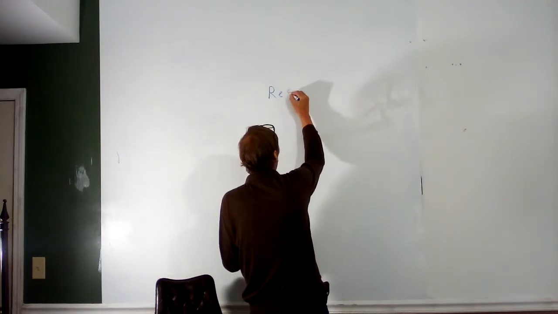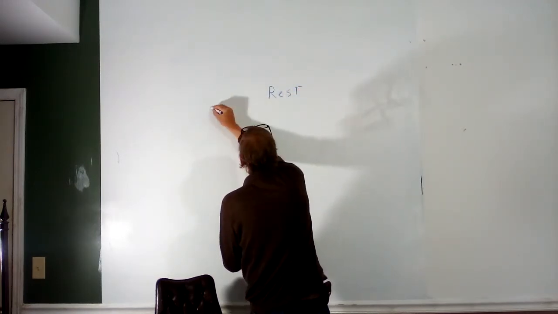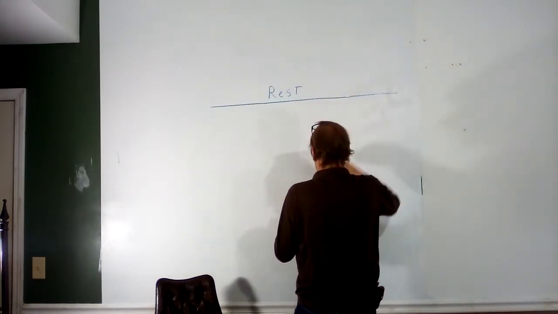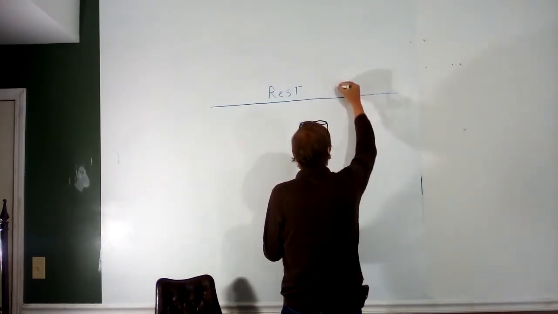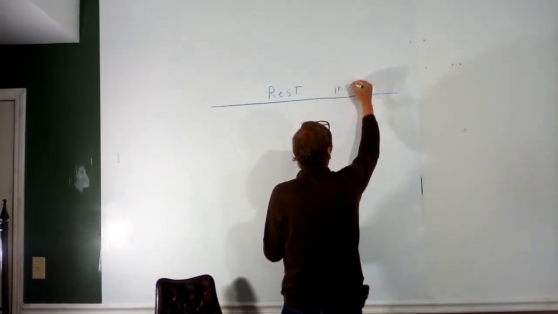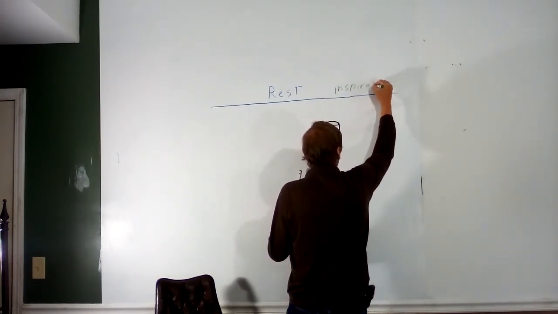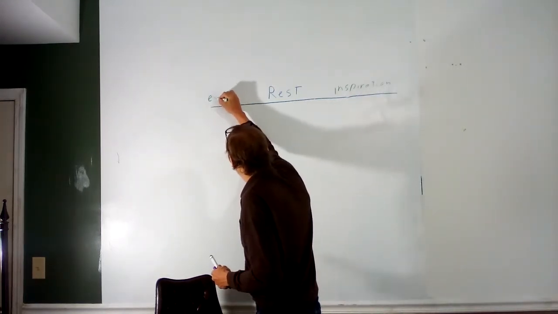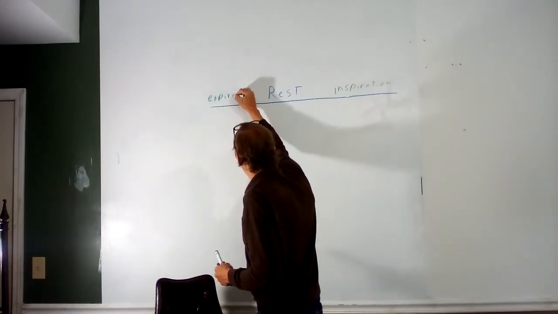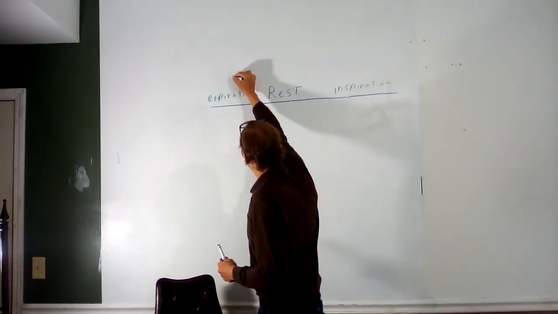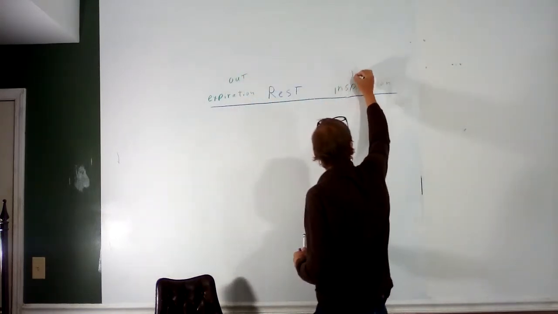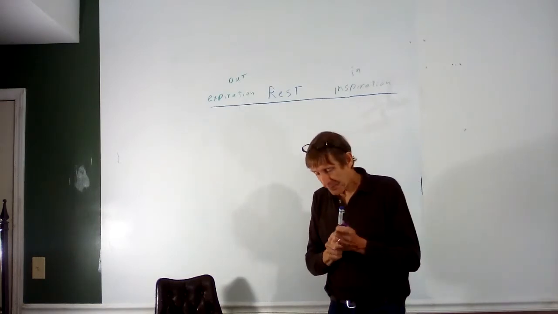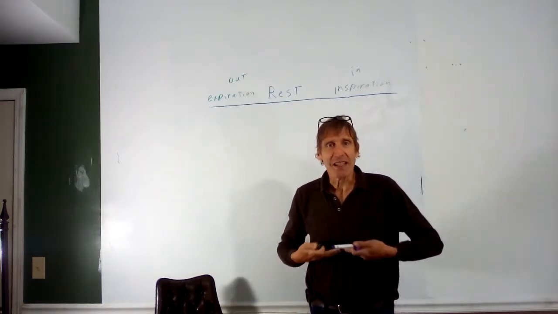I'll just use rest, and we'll have inspiration, breathing in, and expiration, or out, in, to keep it simple. All right, so during periods of low oxygen demand, at rest, your primary respiratory muscle is the diaphragm.